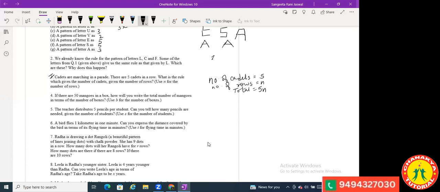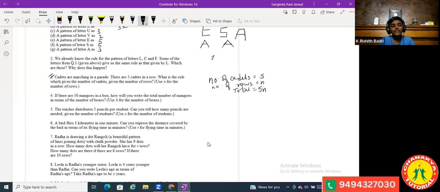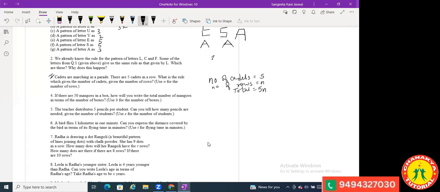Teacher, the number of cadets in a row is 5. The number of rows is n. We don't know the number of rows. Ma'am is saying not the third one, I'm talking about question number 4. There are 50 mangoes in a box.